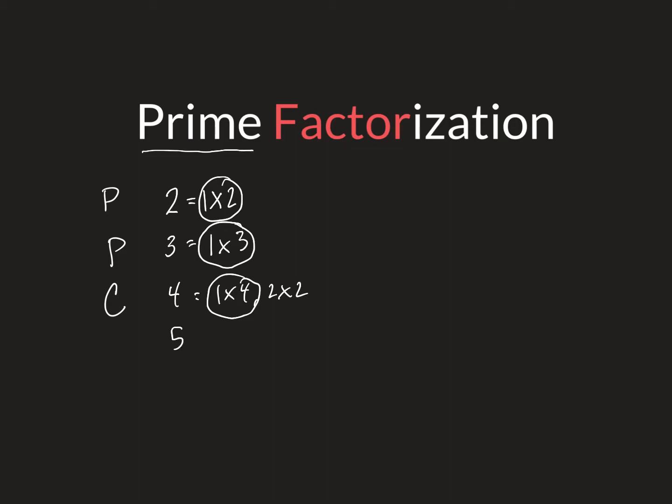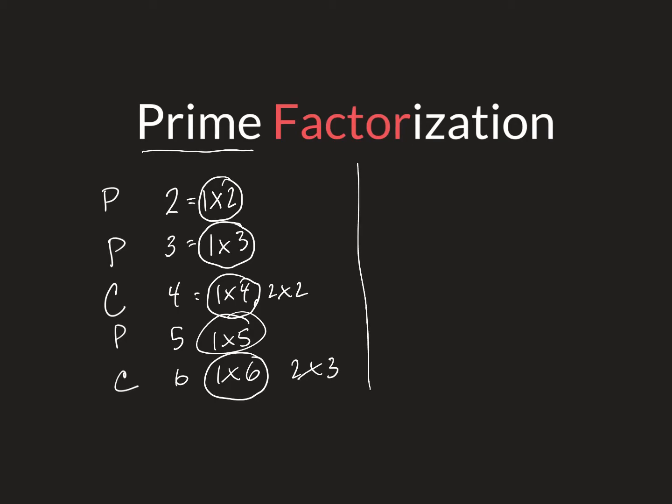Let's try 5. Well, 1 times 5, that's it, right? I can't think of any other factors, so it must be prime. Remember, 1 in itself. 6. Well, 1 times 6, and also 2 times 3. So it's got more than just these two factors, so it's composite. Now this goes on and on. This is pretty easy, hopefully.